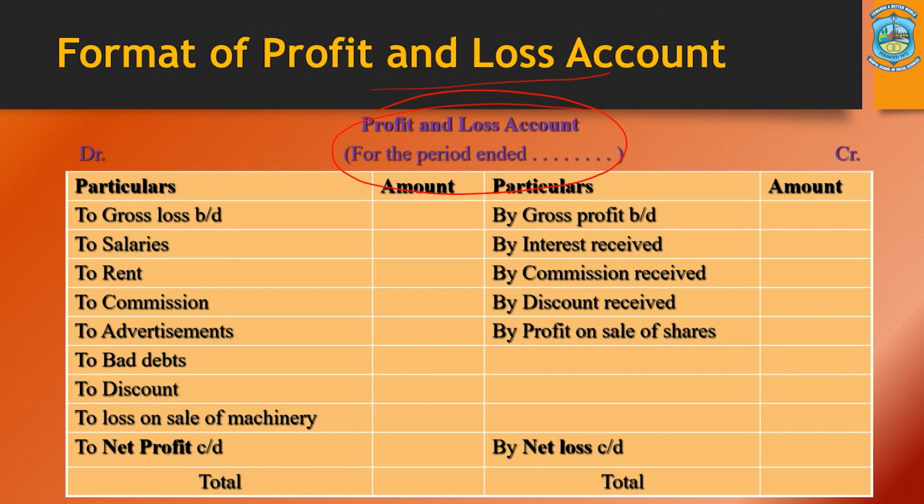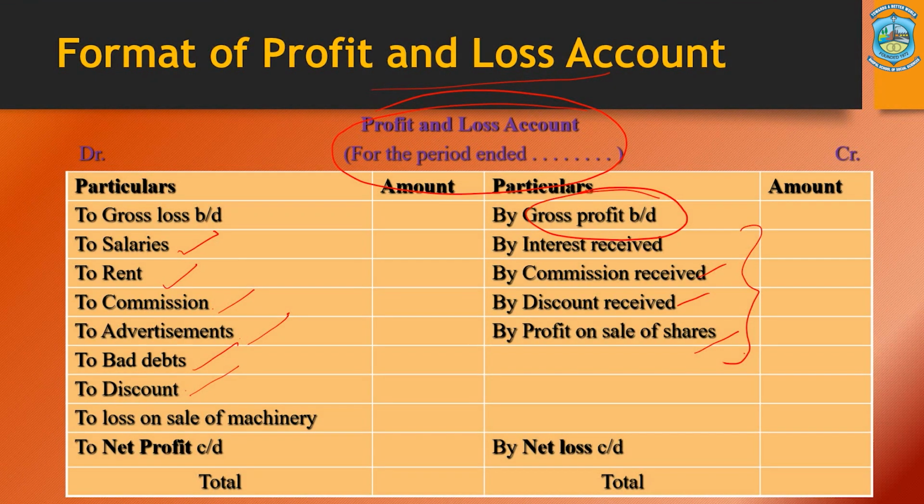Also, the gross profit that is calculated in the trading account is brought down on the opposite side, that is, on the credit side of the P&L account. Then we record on the credit side all the different incomes, that is interest received, commission received, discount received, profit on sale of shares. They are recorded on the credit side. On the debit side, we will have all the indirect expenses, or you can say the office and administrative expenses and selling and distribution expenses, like salaries, rent, commission paid, advertisement expenses, bad debts, discount. These are a few examples of your indirect expenses.